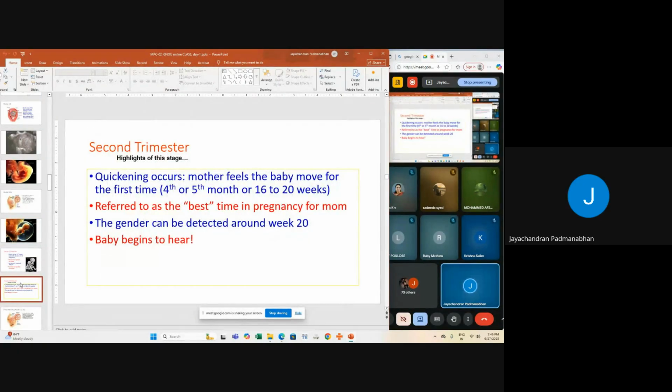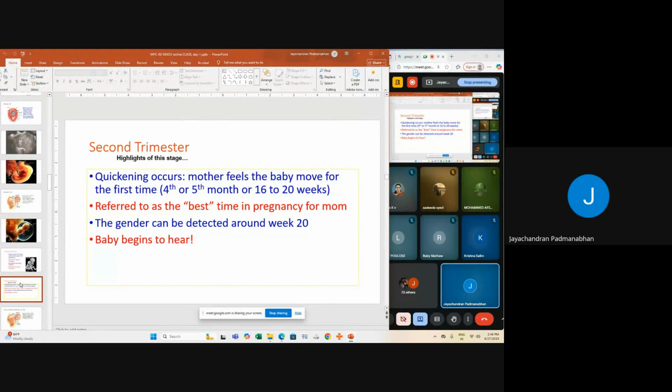Now, second trimester, comparatively safe. See, here is the importance. Quickening occurs. Mother feels the baby move from the 4th to 5th month, 16 to 20 weeks. Referred to as the best time in the pregnancy, because of certain movements that the mother can feel. The gender can be detected around week 20. It is not allowed, as you know.